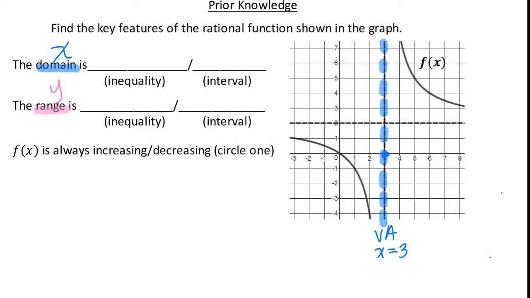So my domain is being cut at the asymptote here. I know that I have all the x values less than 3, or I have all the x values greater than 3, okay? So we're going to write it as x less than 3 or x greater than 3. That's how we did it last semester for inequality. And then interval, we start from the left going towards the right. We have negative infinity to 3 union 3 to positive infinity.